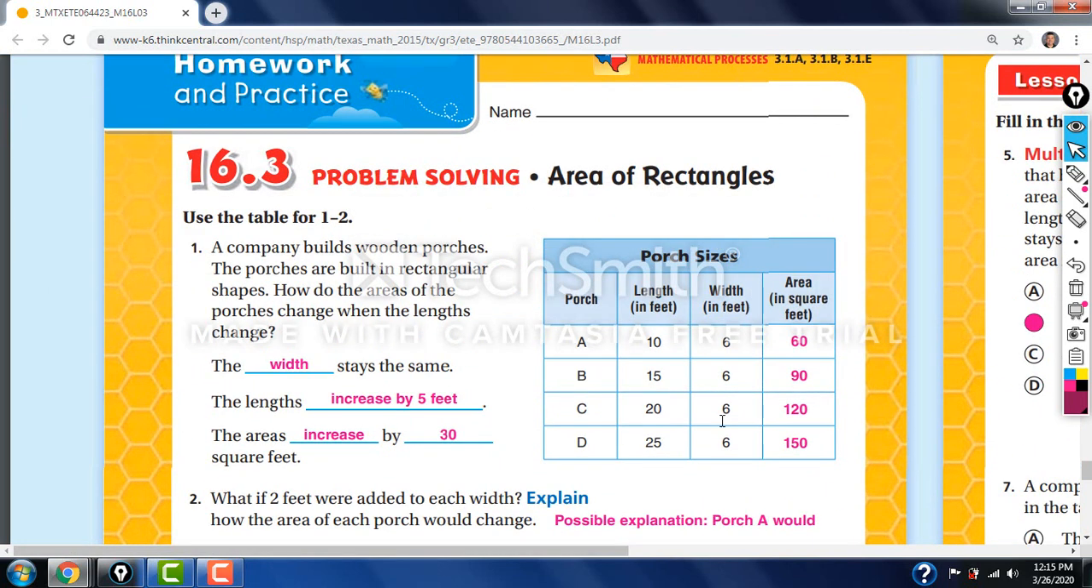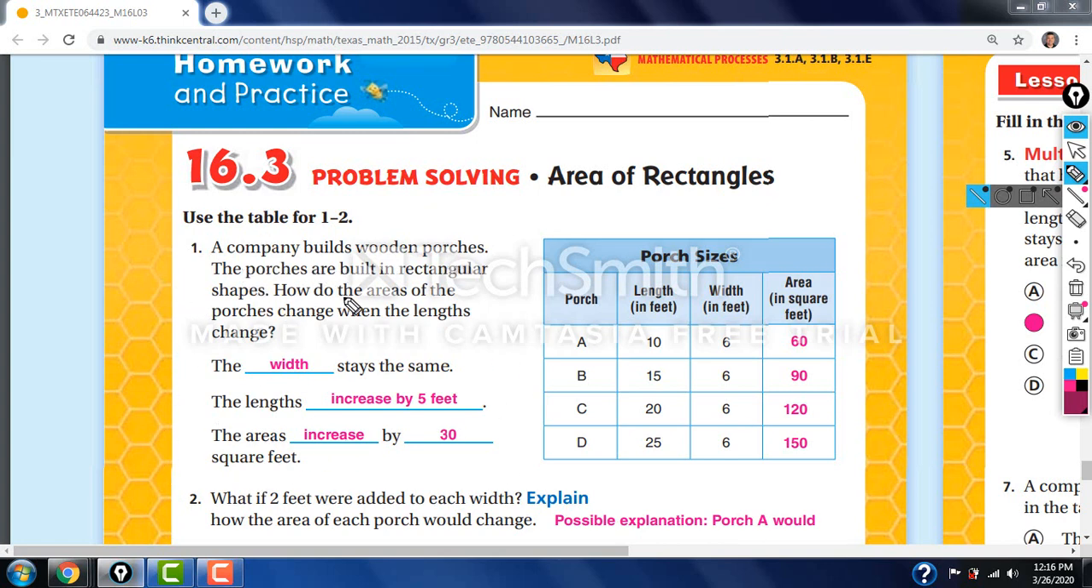Okay, again, you need to fill in what you know. So the first thing I want to do is get my area. So 10 times 6, 60. Get my area. 5 times 6, 15, 90. Get my area for everything in order for me to be successful here. And then I just answer the questions.